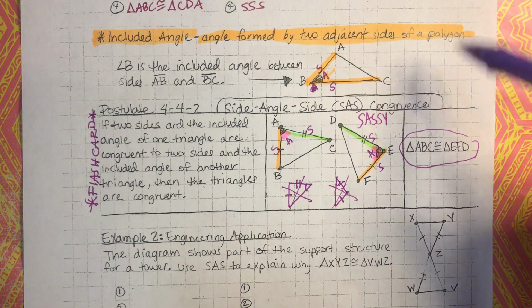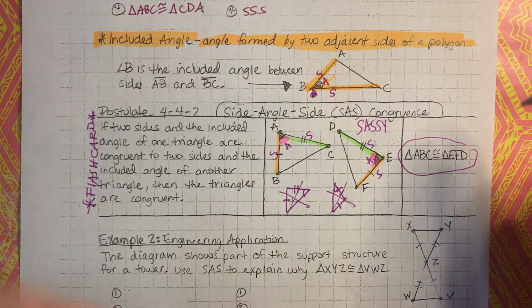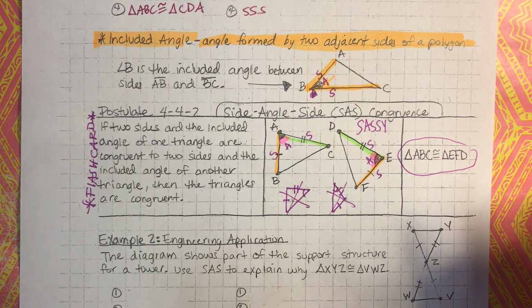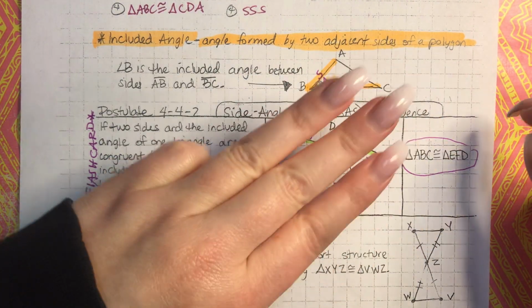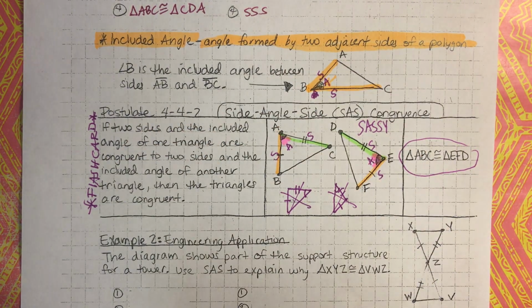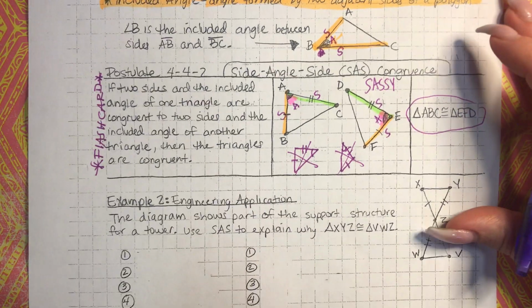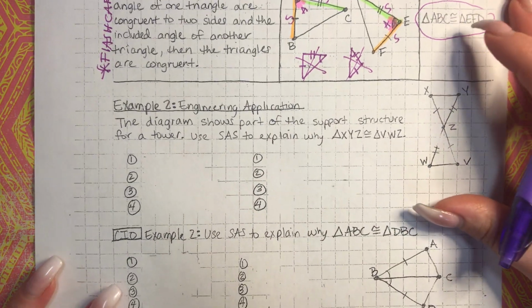Remember last section with the definition of congruent triangles, we needed 6 pieces of information. For these cheat rules, side side side, you only needed 3. For sassy, side angle side, you only need 3. You need a side, an angle, and a side, and that angle has to be between those two sides. Perfect. Okay, let's go ahead and look at the next problem, example 2.